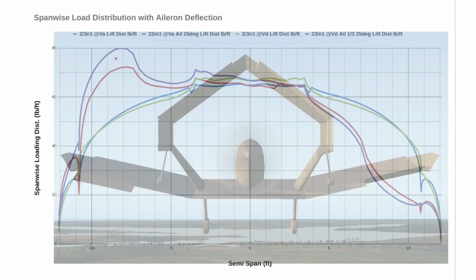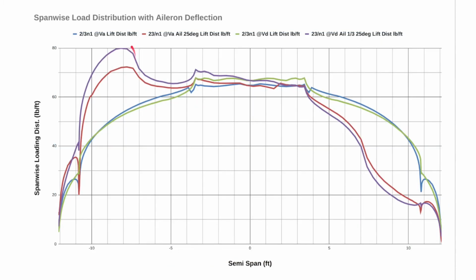So here we have more lift, so this aileron is deflected down. Here we have less lift, so this aileron is deflected up. So the one that's giving us the most force on our aileron goes from about here out to right here where this dip is, where the wingtip starts. So you can see it's this purple one that gives us the most force on the wing, and that is the one at condition D with the aileron deflected just 1/3 of its travel.